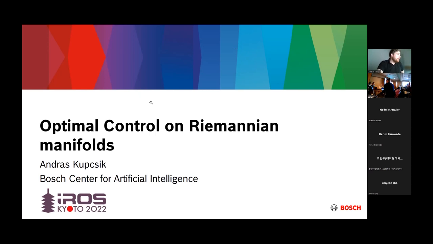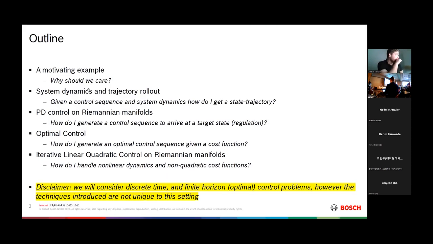My presentation is going to take place in two parts. First, I would like to tell you about the motivation, in general, why we should care about control on Riemannian manifolds. Then I will go a little bit into the gist of it, how to make it work. It's actually quite simple, as long as you're consistent with your basic setup. Then I'm going to talk about PD control, which is pretty easy to implement. And I will show you that this is a very nice control algorithm even on Riemannian manifolds.